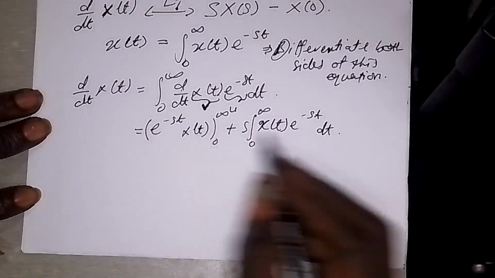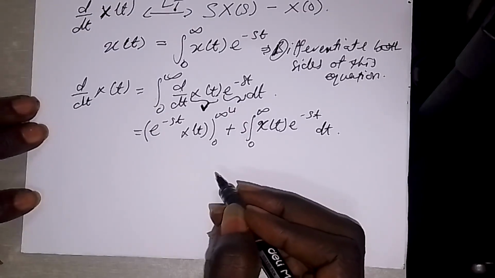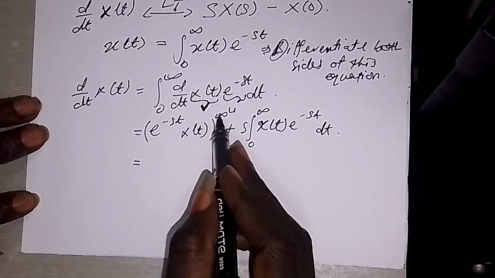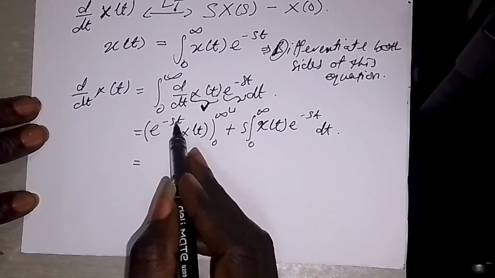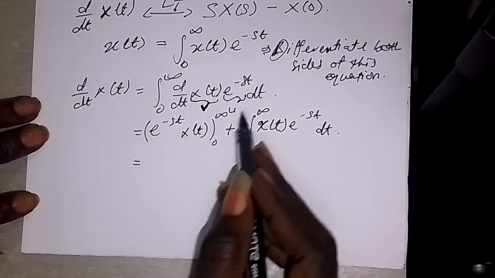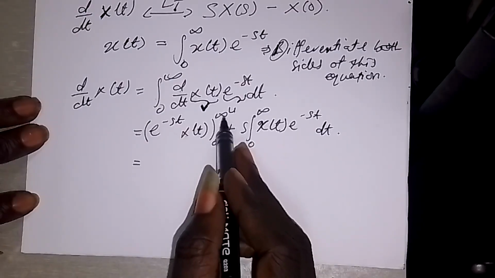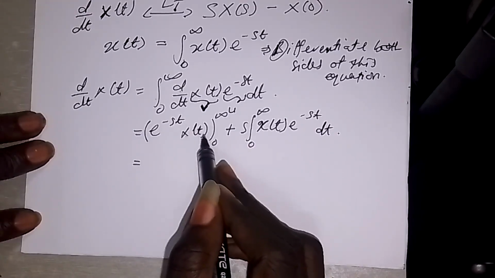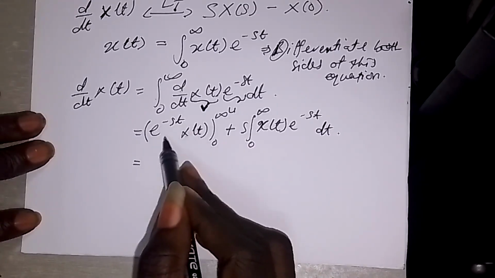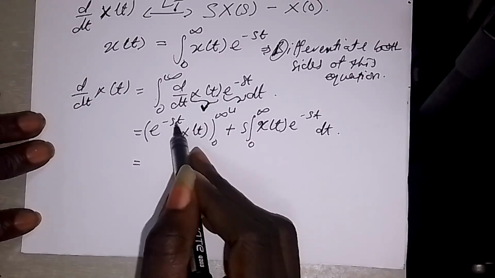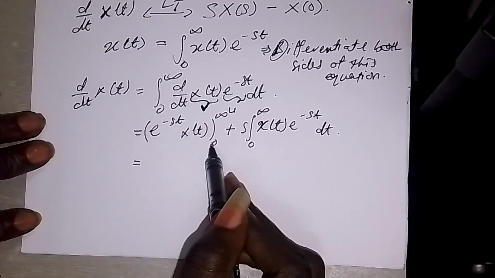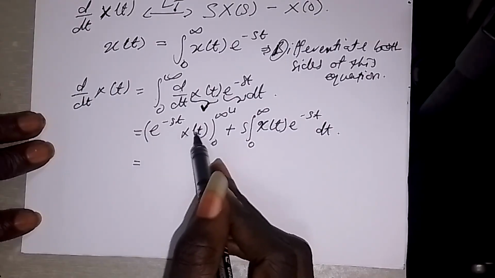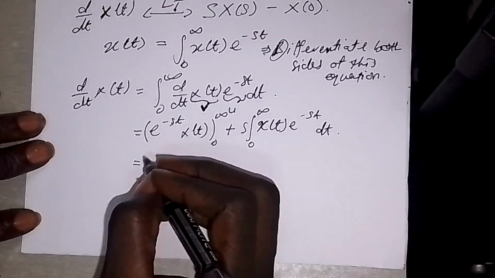Now from here, let me introduce my limits. If I introduce my limits here, e exponent minus infinity is 0, which will make the whole thing 0. Now if I put 0 here, it will be e exponent 0, which is 1. And here will become 0.